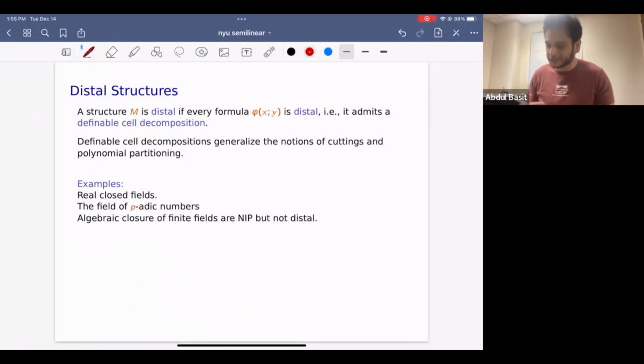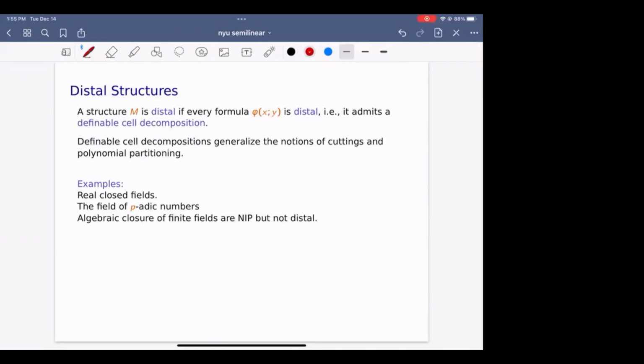But there are these things called distal structures, which have this thing called a definable cell decomposition. At least in my understanding, these generalize the notion of cuttings in polynomial partitioning. Real closed fields and p-adic numbers are distal. It's a generalized notion of cuttings, but not really polynomial partitioning, because we really do not know whether there is a polynomial partitioning type result for o-minimal structures, for example.